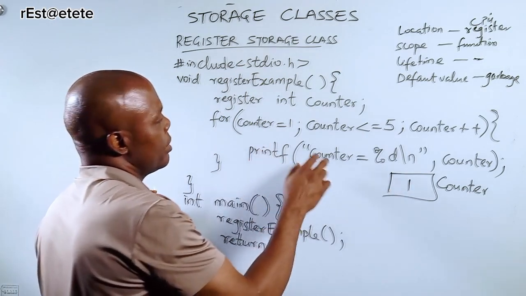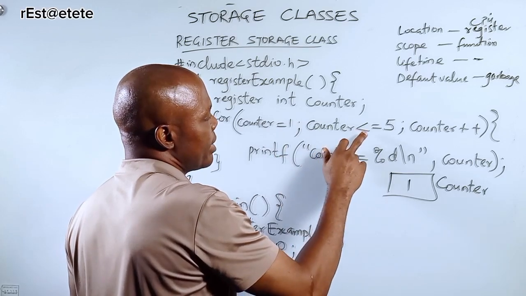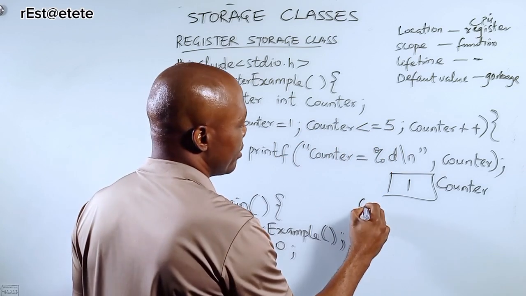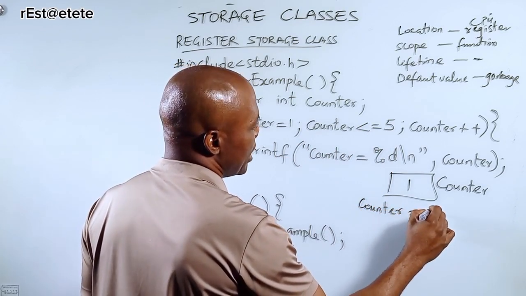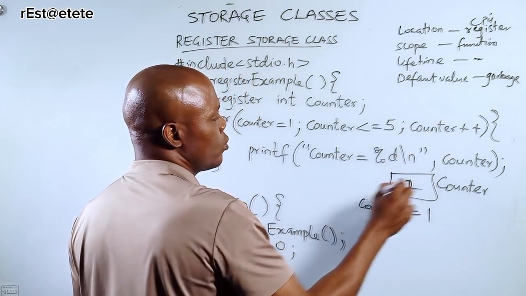Then it will check if counter is less than 5. That is true. It will come in and print out counter equals to what? 1. Then it will increment counter to 2.